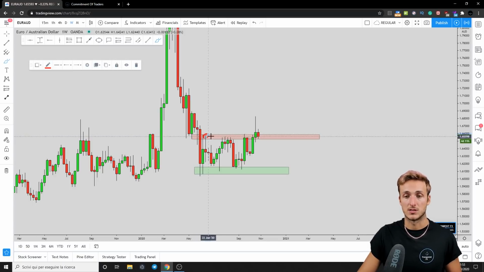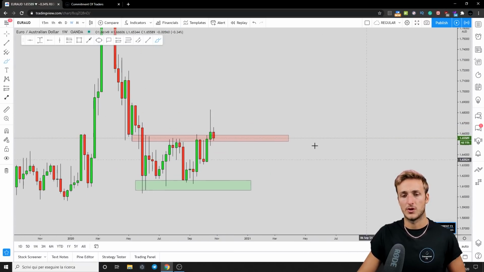It acted as resistance here, again here, again here, and currently what we're seeing is that the market is finally breaking above this resistance. So basically it is breaking away from the range that it had created here, because clearly this was a range bound market, but it seems like the market is currently breaking above it with this green candle that has just closed.